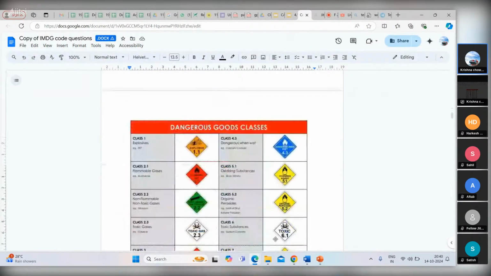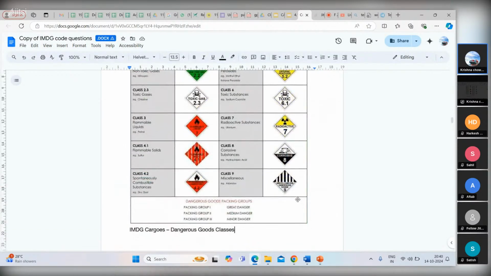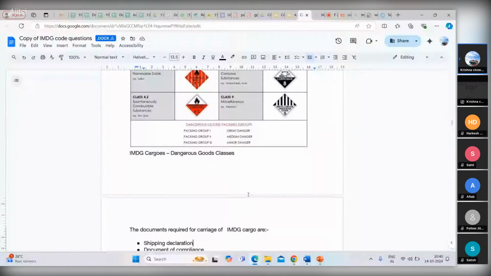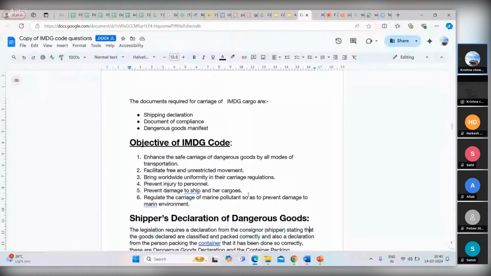So you have the labels or symbols for different classes. Class 6 toxic substances, class 7 radioactive material, class 8 corrosive substances, class 9 miscellaneous. So like this, documents required for carriage of IMDG cargo are the shipping declaration, document of compliance, dangerous goods manifest. So you need all these documents before carrying any IMDG cargo.